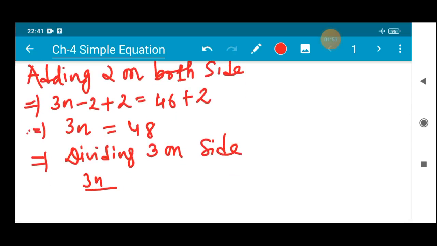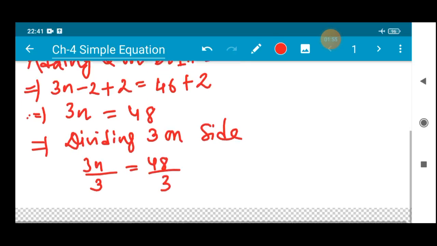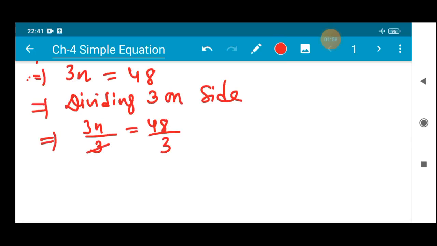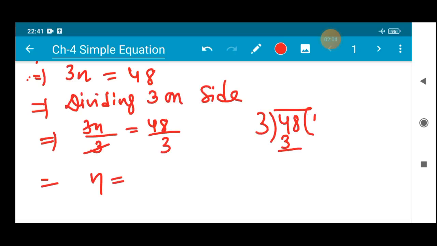I'll get 3n by 3 is equal to 48 divided by 3, right? Now this 3 gets cancelled, n is equal to 48 divided by 3. 3 1s are 3, 3 6s are 18, so that means 3 16s are 48. So finally you got 16.